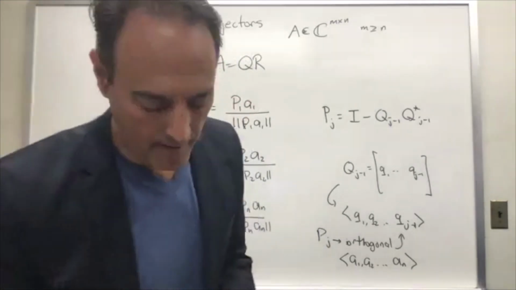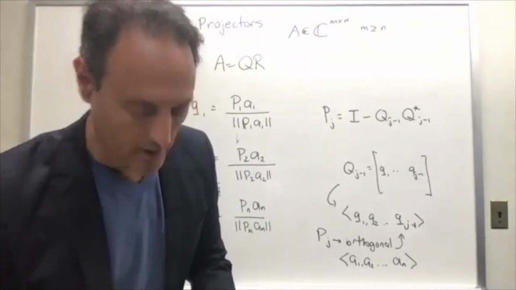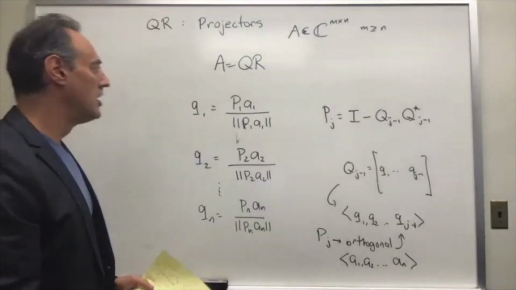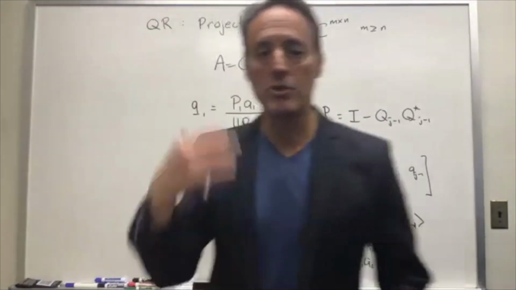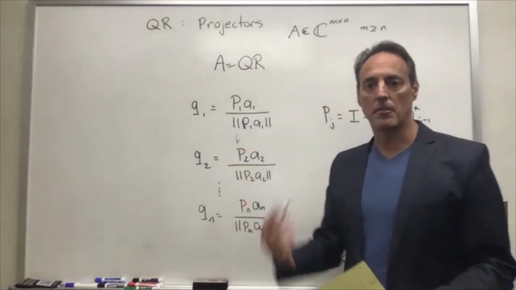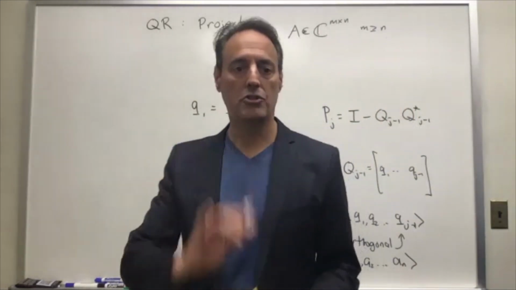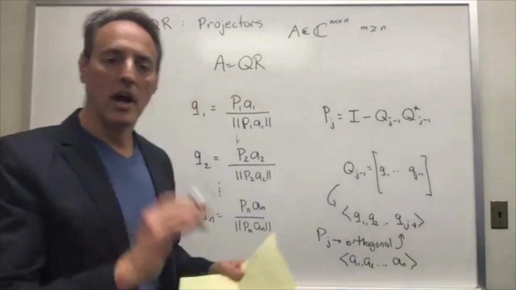So now what I have, essentially, what I've shown you here, is a way, and in fact, an improved way, a modified way, using projectors to compute a Gram-Schmidt reduction of a matrix.